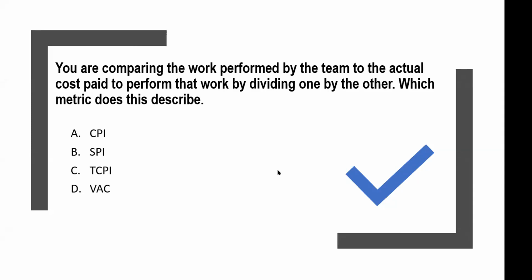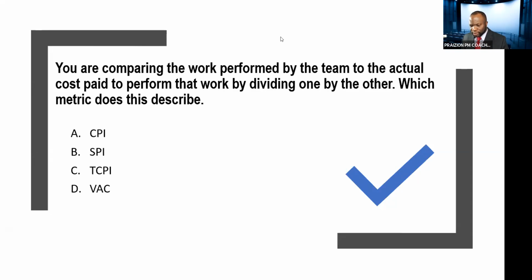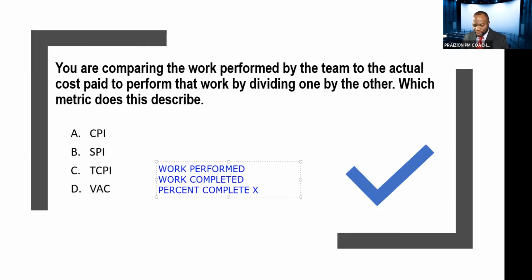It says, you are comparing the work performed. Anytime you hear work performed, you know immediately these guys are talking about EVM. So anytime you hear work performed, or you hear work completed, or you hear percent complete, you know that earned value is somewhere in the horizon, okay? Because if you multiply percent complete by the planned value or by the budget at completion, depending on the context, you will get earned value.